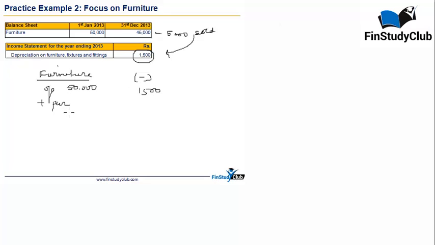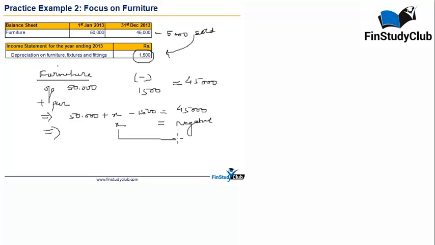Now, whatever is the plus and the minus, the net result is coming out to be 45,000, which means to say that your 50,000 plus your purchase minus your depreciation is equal to 45,000. You would find that X is turning out to be a negative value. This is the problem that I have with forming equations, because if the purchase turns out to be negative, then you'll have to twist your mind and assume that it's a sale.